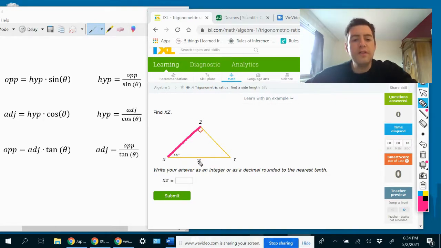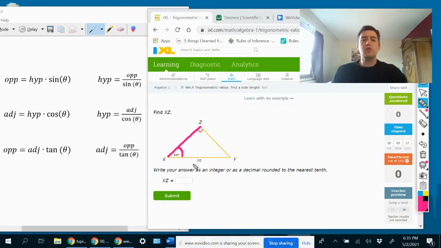And the information that we're given is that the hypotenuse, I know that this is the hypotenuse because it is across from the right angle. I know that this is the right angle because it has a little square drawn in there. Okay, so this is the hypotenuse. And we also know that this angle is 44 degrees.